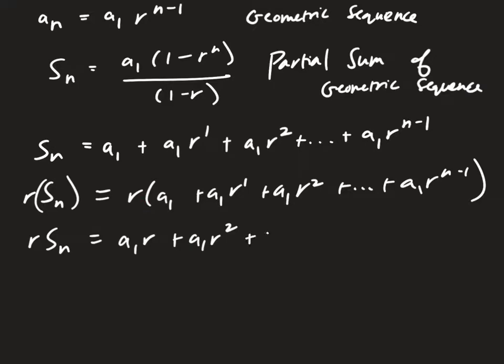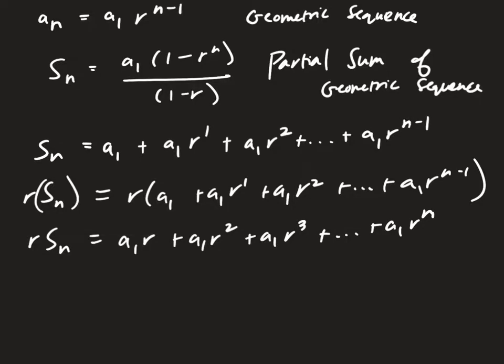Okay, and then a sub 1 r to the third power, right? So I'm noticing that all of these r's are just getting bumped up one exponent. So this is a sub 1 r to the nth power for my final term. Okay. This still doesn't look super helpful, right? Because all I've done is just multiply by r on both sides of this equation.